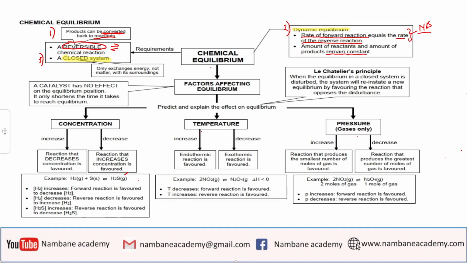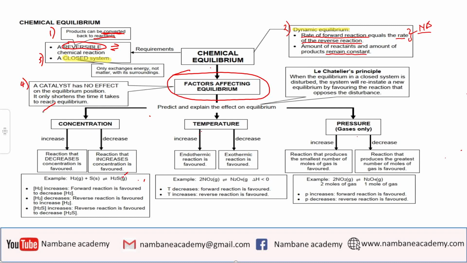Furthermore, we have factors that affect chemical equilibrium. The factors that affect chemical equilibrium, one must highlight. Now I'm going to make this one number 4. A catalyst has no effect on the equilibrium position. It only shortens the time it takes to reach equilibrium.